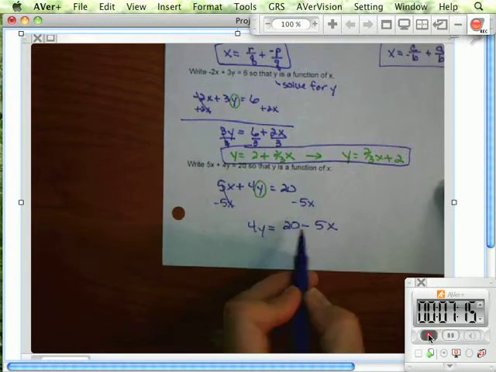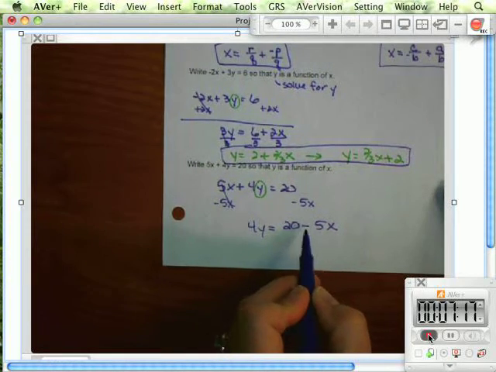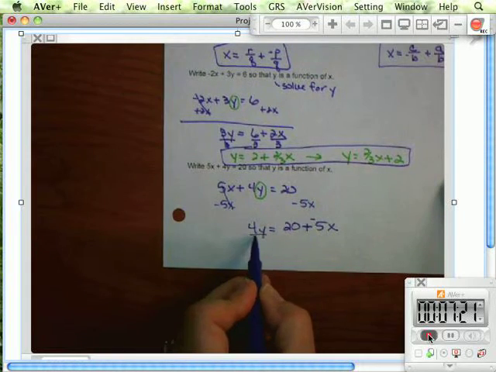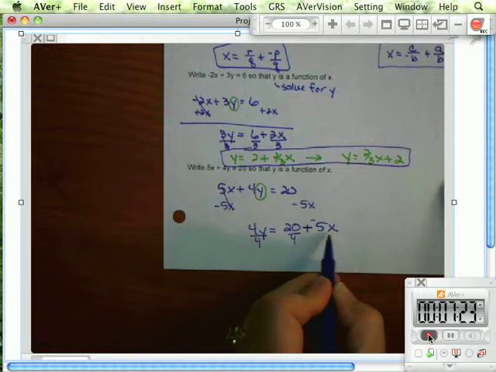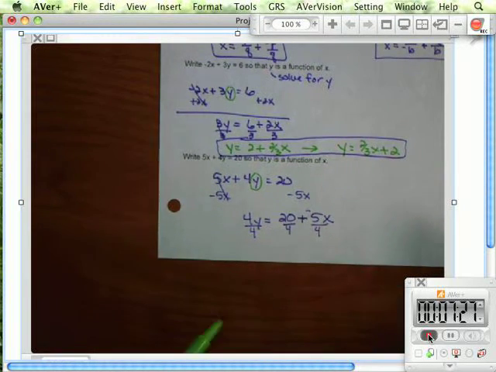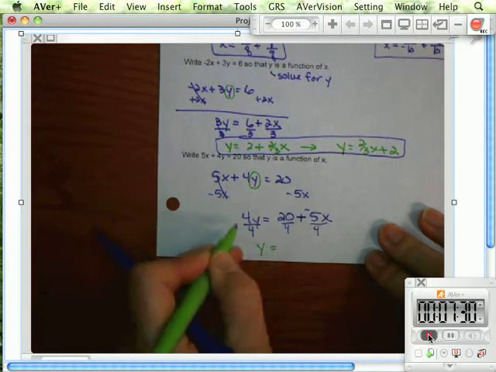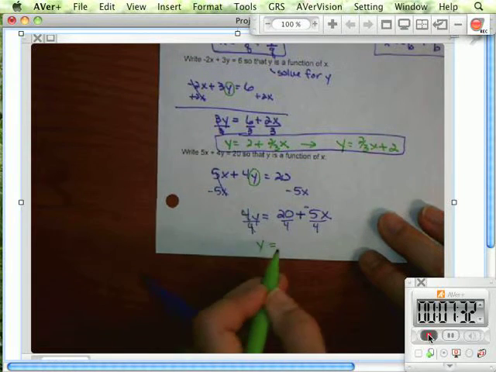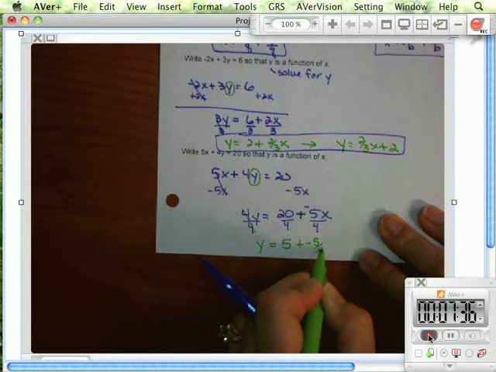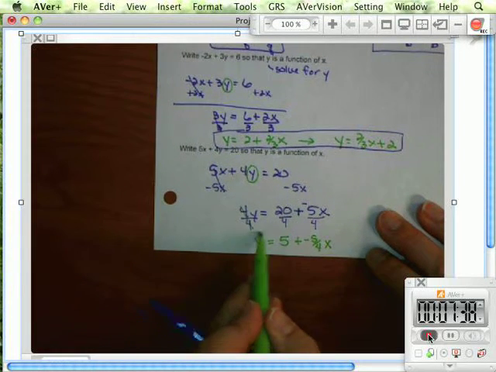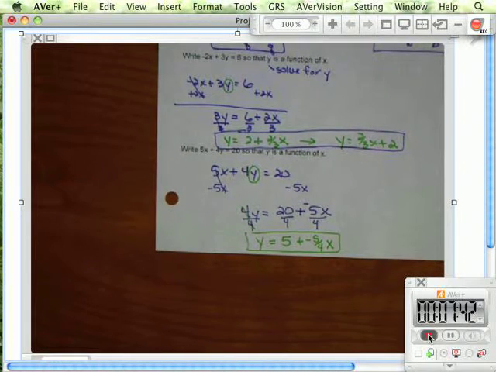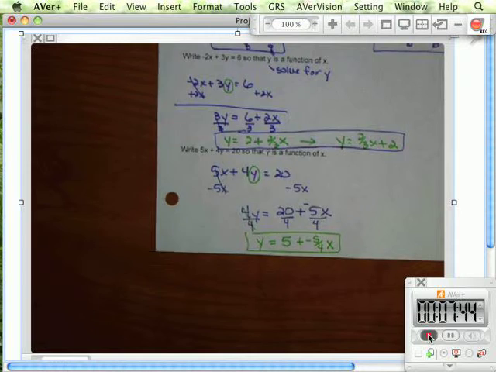I have a subtraction clerk, so what should I do here? Divide by 4. Divide everything by 4. And this becomes this. Y. What's 20 divided by 4? 5. Plus negative 5/4 x. That's my answer. And you can, because addition you can switch around. Okay?